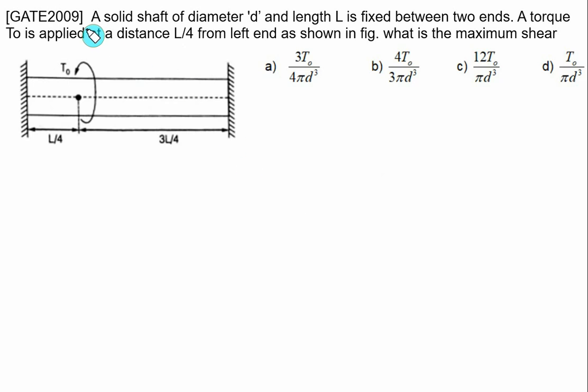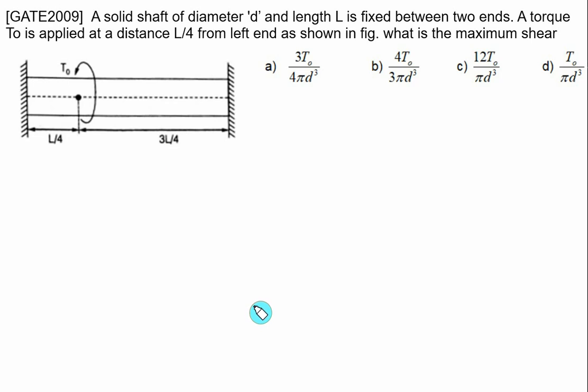The same question was asked again in the GATE 2009 exam. This time the lengths are given as L by 4 and 3L by 4, that is 0.25 times L and 0.75 times L. A solid shaft of diameter D and length L is fixed between the two ends. Torque T0 is applied at a distance equal to L by 4 from the left end. What is the maximum shear stress you have to calculate?